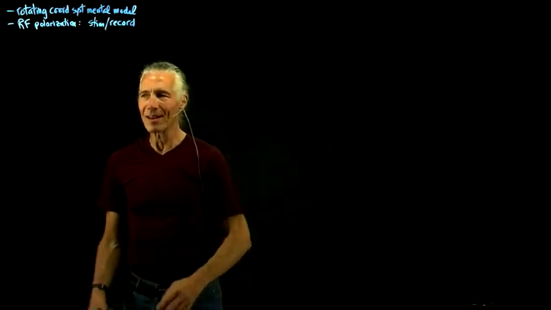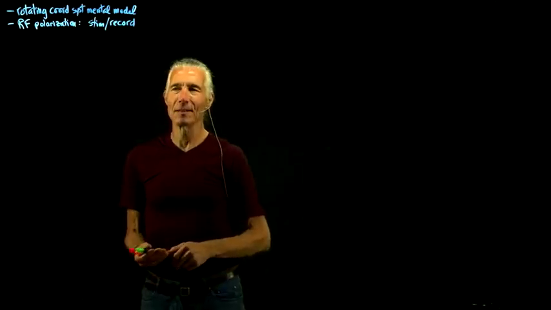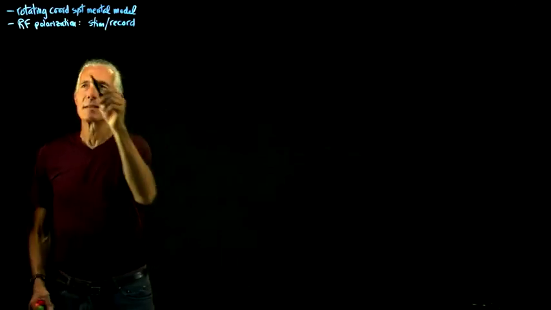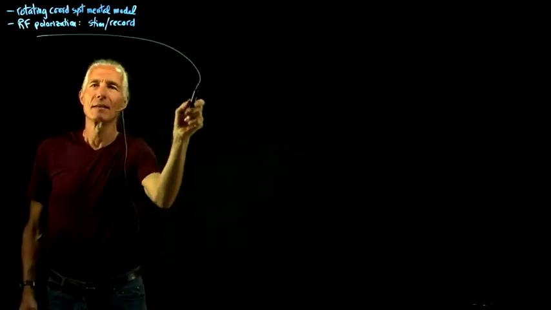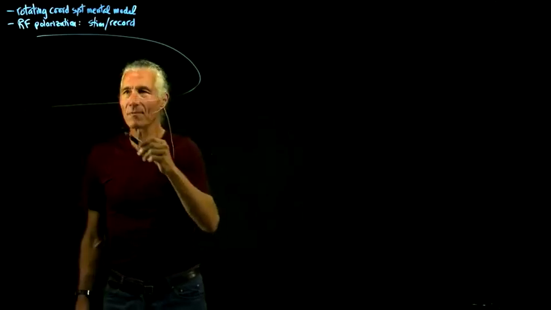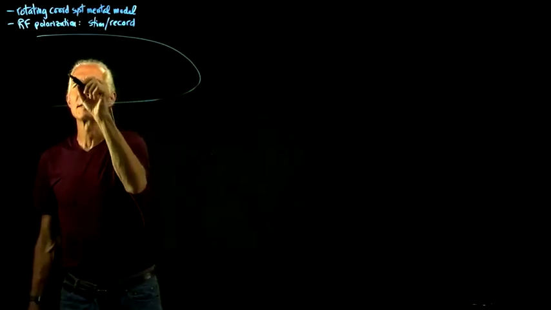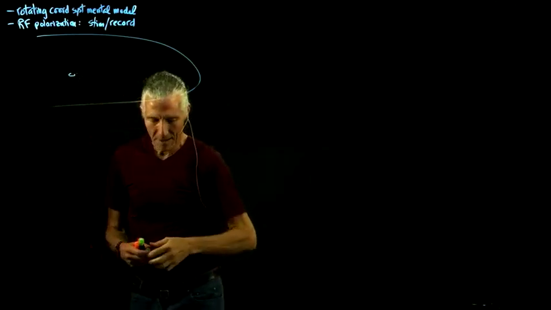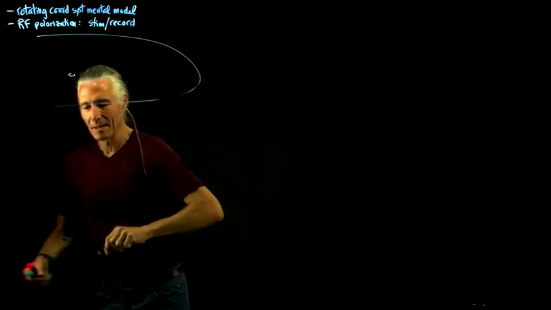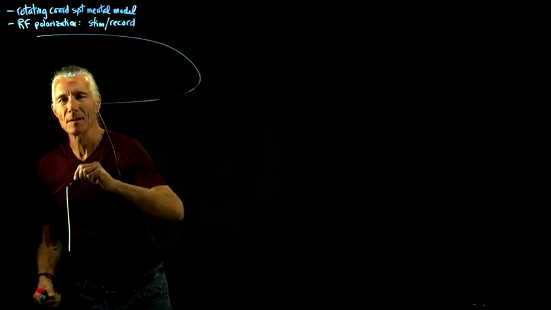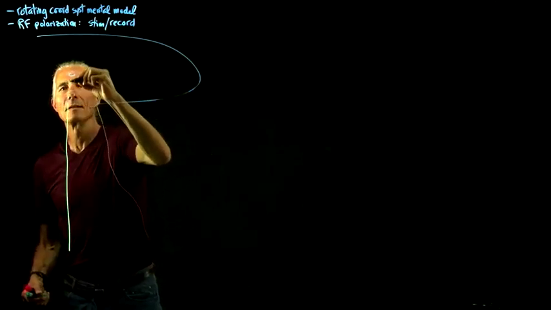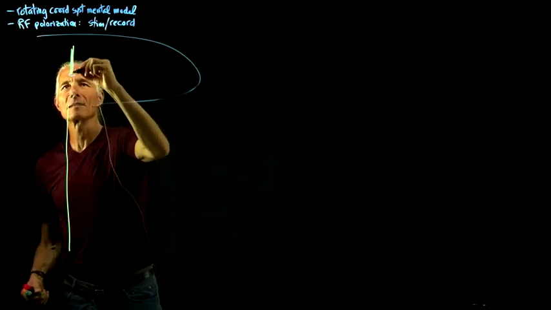So let's start off with the not rotating coordinate system again. So the not rotating coordinate system, the idea was that I drew this up before, but we'll do it again. So the idea is you've got the B0 coming up here. So that's the B0.